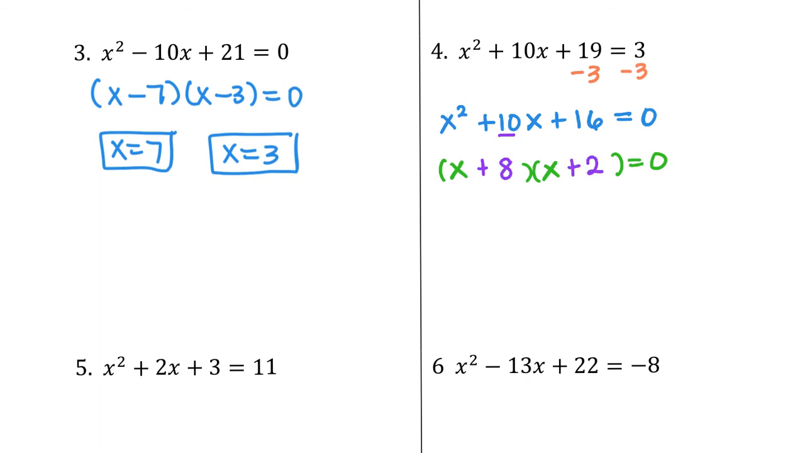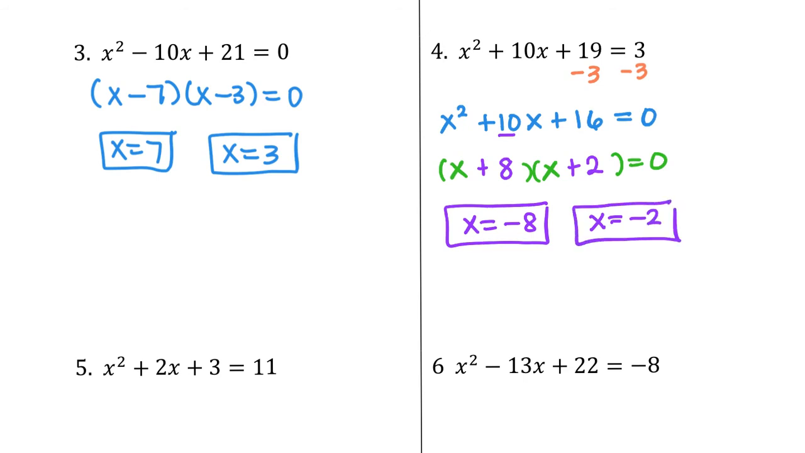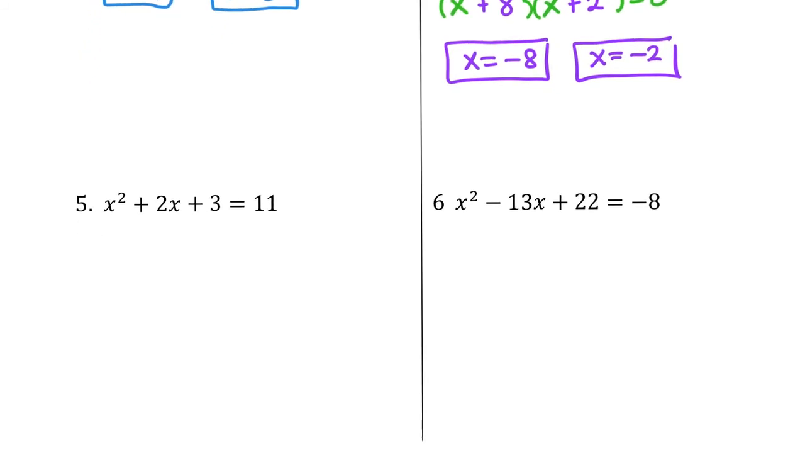Okay, and then remember, if I solve this in my head, I'm subtracting 8, so I get x equals negative 8. And I get x equals negative 2. And the order doesn't matter as long as you got the same 2 answers. Okay, try number 5. Pause the video and then check your answer.